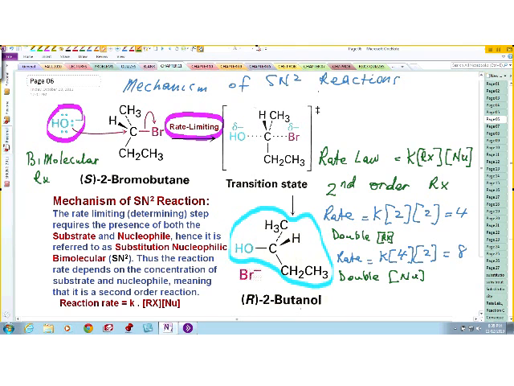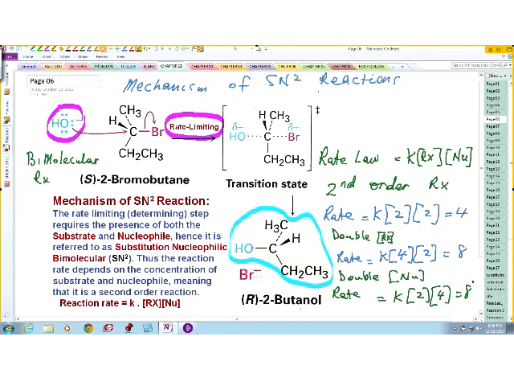What do you think will happen to the rate of the reaction? It should double. Okay? So we keep the concentration of the substrate constant, which is 2. This is the initial concentration here. And you double the concentration of the nucleophile. So now you get H. So what have we done here? We have doubled the rate of the reaction.